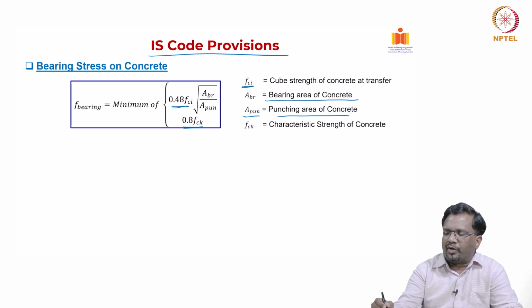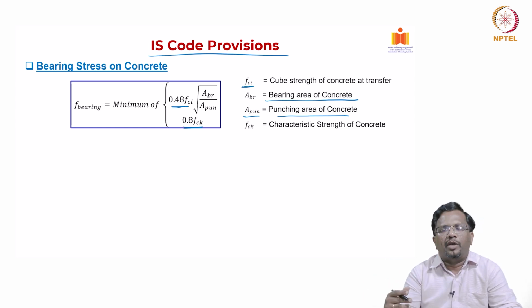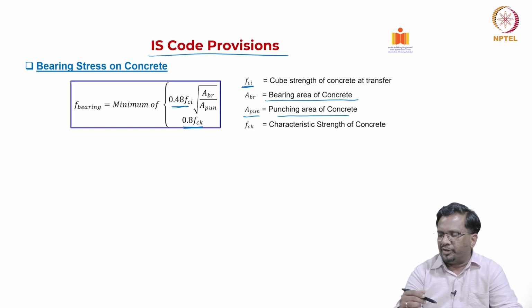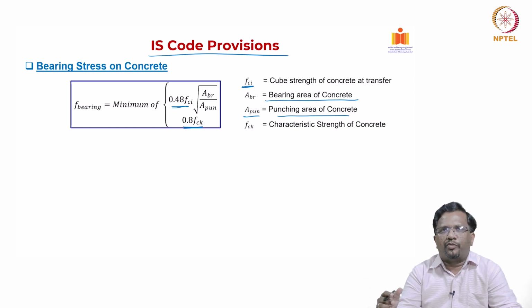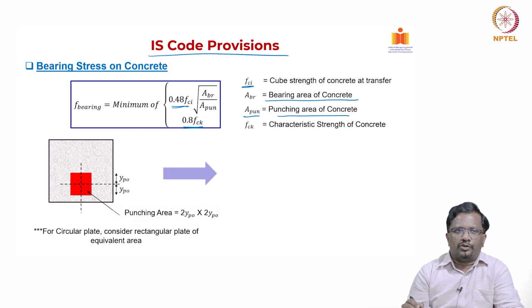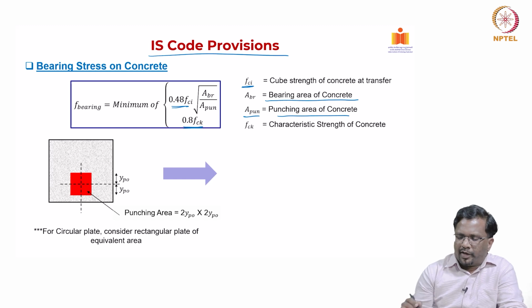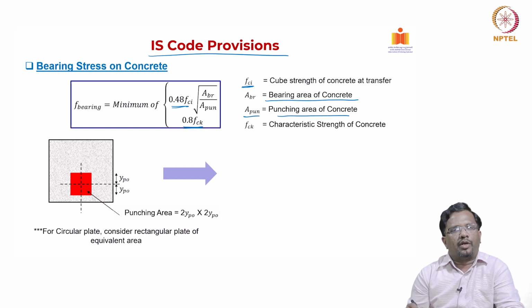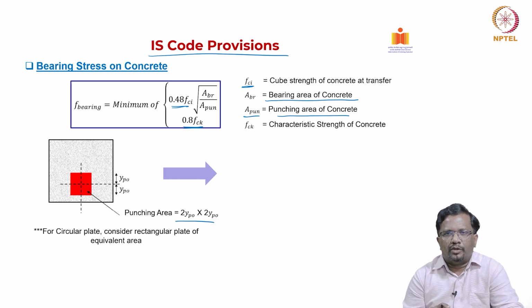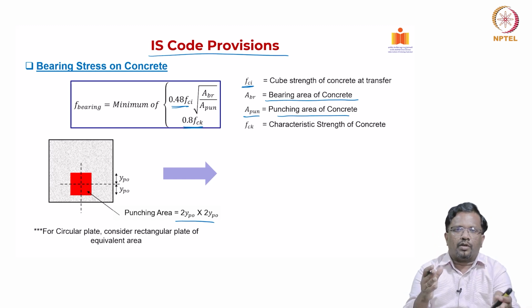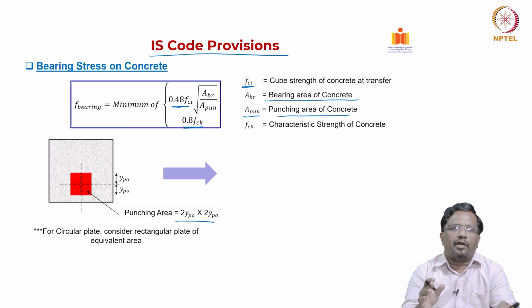Now, fci is used if you are transferring the force at a certain strength before fck is developed; then you take the stress at which you transfer the pre-stress. So, this is the cube strength of concrete at the time of transfer. Now, you see here what is the punching area? This is the bearing plate width. We say Yp0 and Yp0, the total width of the plate is 2 Yp0. So, punching area will become 2 Yp0 times 2 Yp0. Now, if you are putting a circular plate, we have to convert this into a square plate to calculate your punching area.